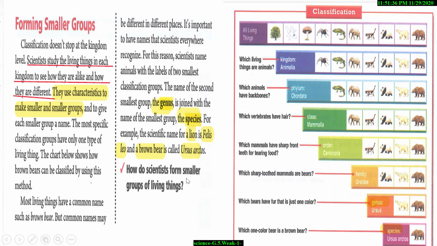How do scientists form smaller groups of living things? Scientists use characteristics to make smaller and smaller groups. This is the answer to this question. And what are the genus and species? Genus and species are the smallest groups into which living things are classified.